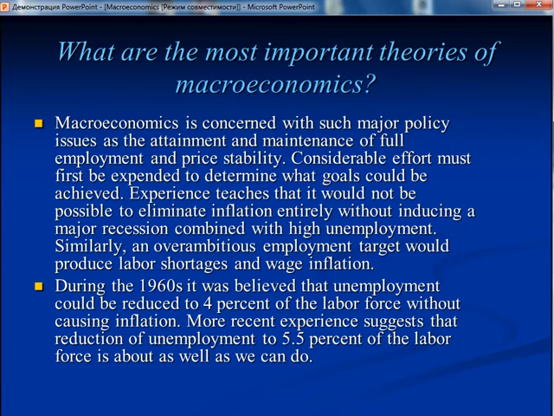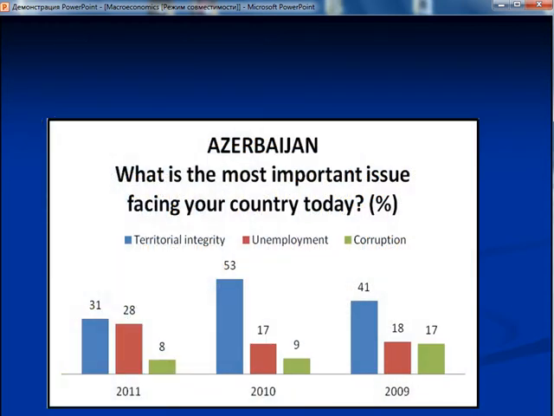Macroeconomics is concerned with such major policy issues as the attainment and maintenance of full employment and price stability. Considerable effort must first be expended to determine what goals could be achieved. Experience teaches that it wouldn't be possible to eliminate inflation entirely without inducing a major recession combined with high unemployment. Similarly, an ambitious employment target would produce labor shortages and wage inflation. During the 1960s, it was believed that unemployment could be reduced to 4% of the labor force without causing inflation. More recent experience suggests that reduction of unemployment to 5.5% of the labor force is about as well as we can do. Now, let's have a look at the model.